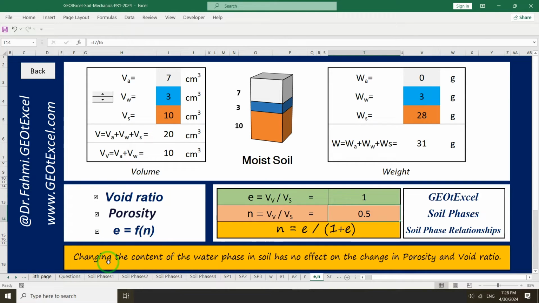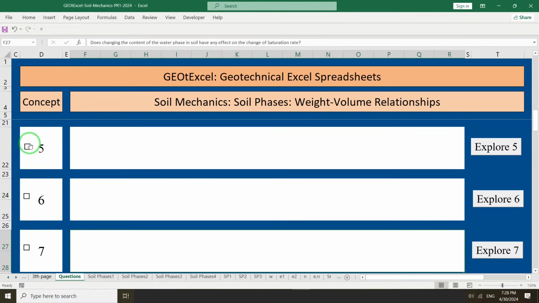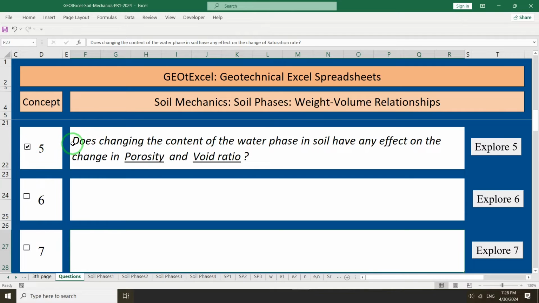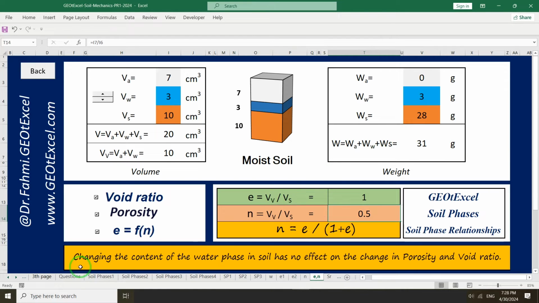Changing the content of the water phase in soil has no effect on the change in porosity and void ratio. That was the answer to this question. Does changing the content of the water phase in soil have any effect on the changing in porosity and void ratio? Changing the water content has no effect on the change in porosity and void ratio.